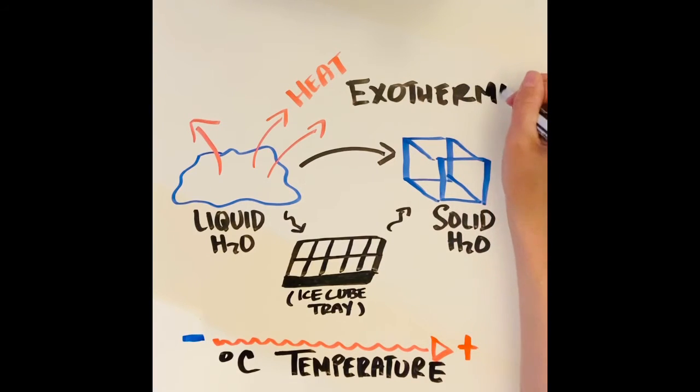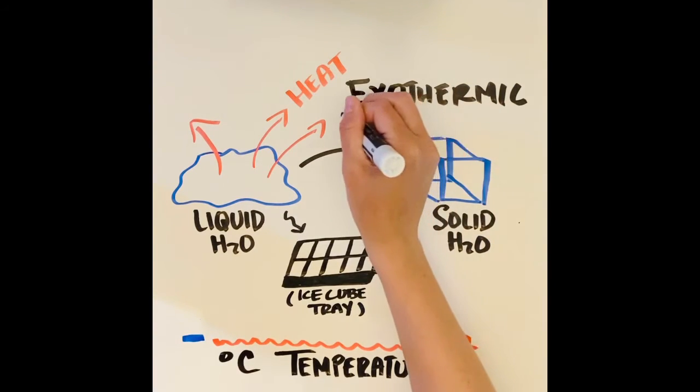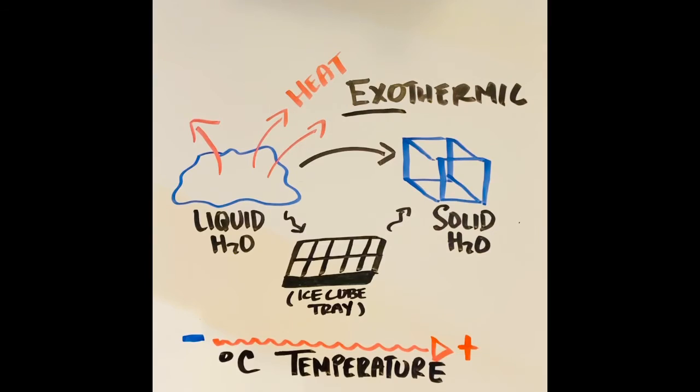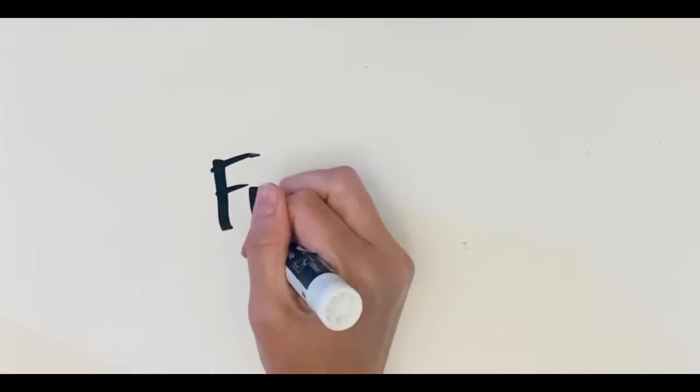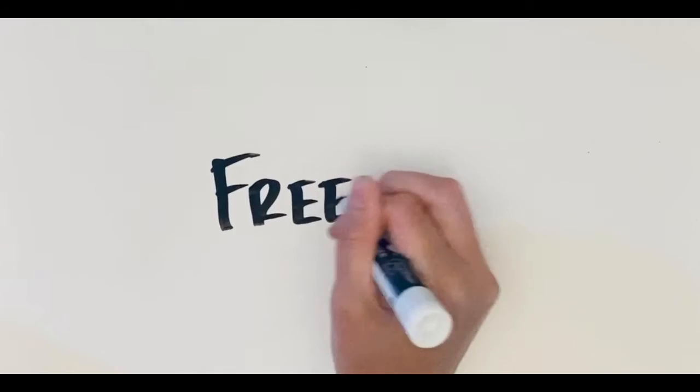Exo has to do with being outside of, so the heat moves outside of the liquid water. And again, thermic always has to do with temperature. We call this transition from liquid to solid by removing heat energy, freezing.